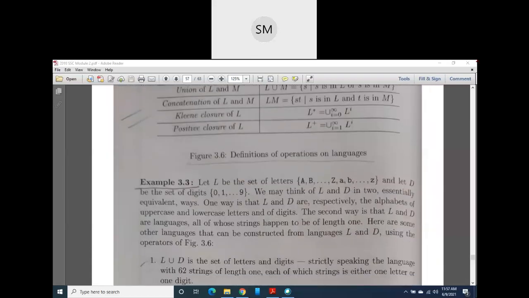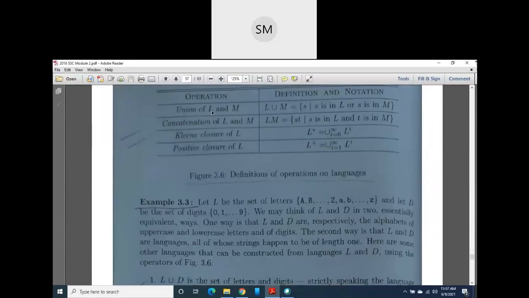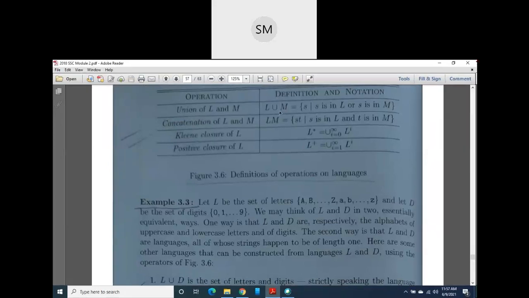Here there is a table, or a figure, where I am going to show you these operations. Union of the languages L and M. Two languages are there, L and M. The union of these languages is denoted by this symbol. The output will again be a string formed from these two languages. This string is either in L or in M. I think you know the union operation in sets. The same thing applies here also.